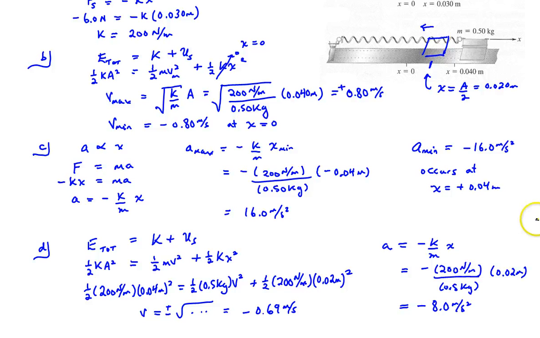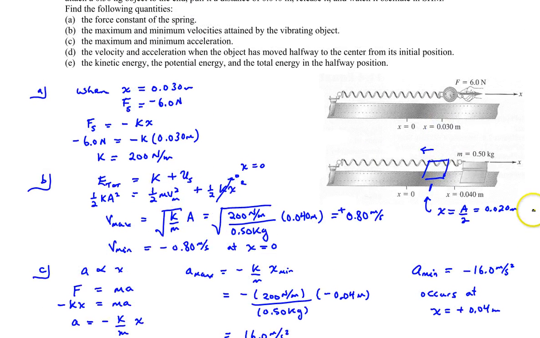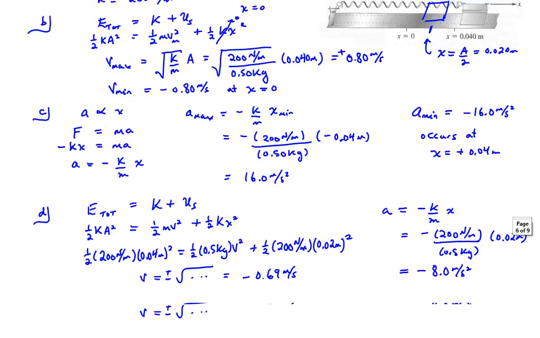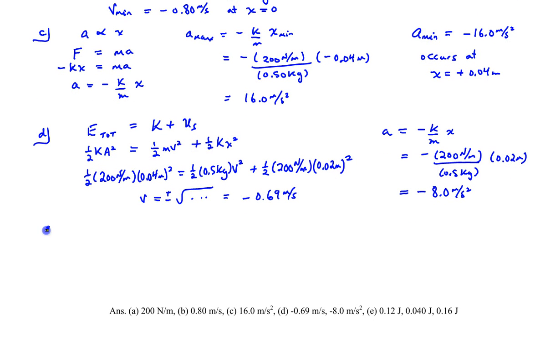Okay, we have part E now to answer, and that is the kinetic energy, the potential energy, and the total energy at that halfway position. So let's go ahead and do that now. So part E, the kinetic energy is defined as 1/2 mv squared. So 1/2 times the mass, which is 0.5 kilograms, times the velocity, negative 0.69 meters per second, squared, and that gives us a kinetic energy of 0.12 joules.